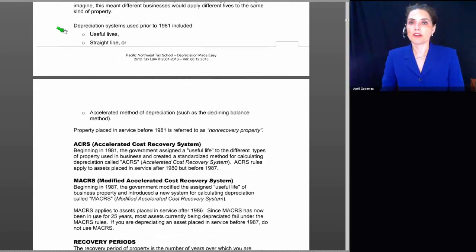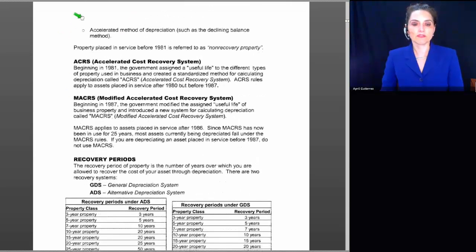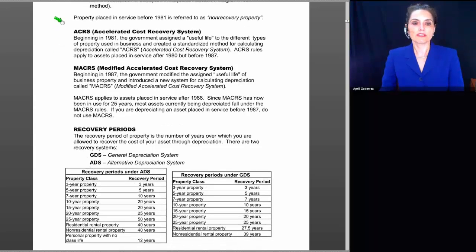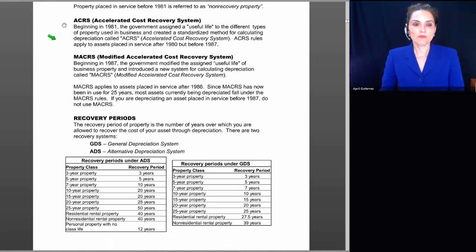Depreciation systems used prior to 1981 included useful lives, straight line, or accelerated method of depreciation such as the declining balance method. Property placed in service before 1981 is referred to as non-recovery property. Well, then Reagan came in and we got a new system of formalized depreciation set in place called ACRS. It's called the Accelerated Cost Recovery System, ACRS for short.